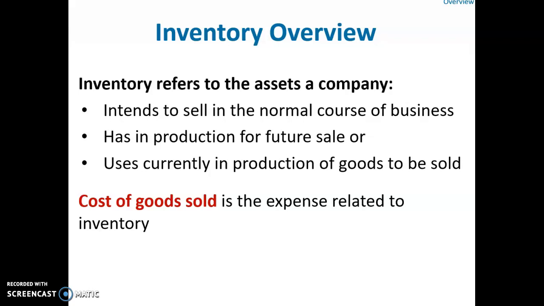Hi everybody. Let's talk about inventory and Chapter 8. Inventory refers to assets a company owns and intends to sell in the normal course of business. Cost of goods sold is the expense related to inventory that has been sold.